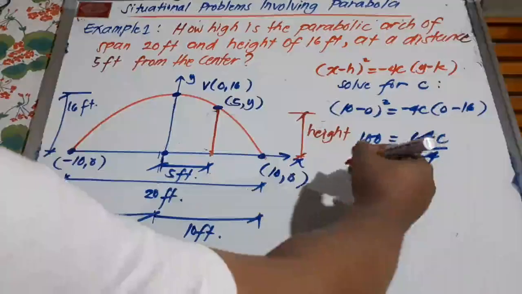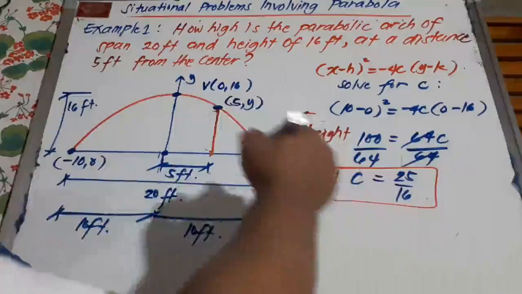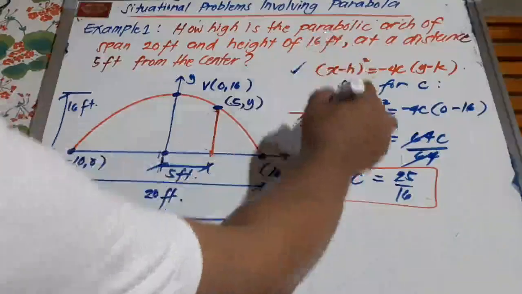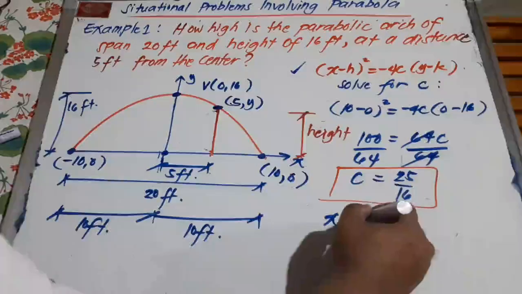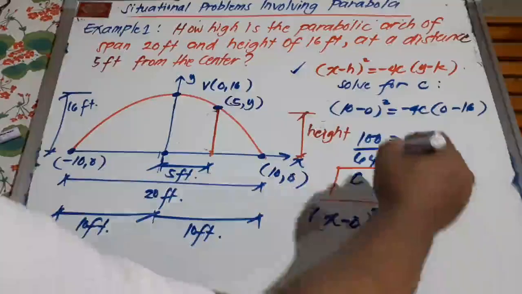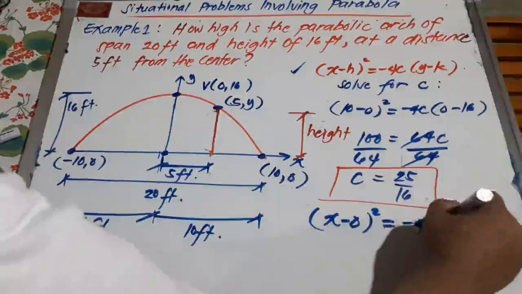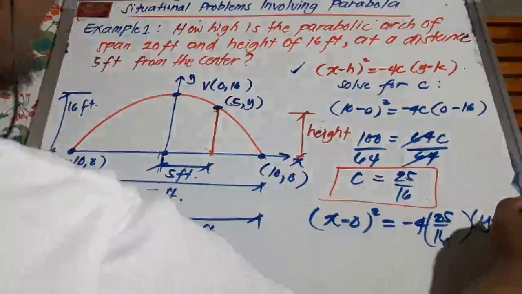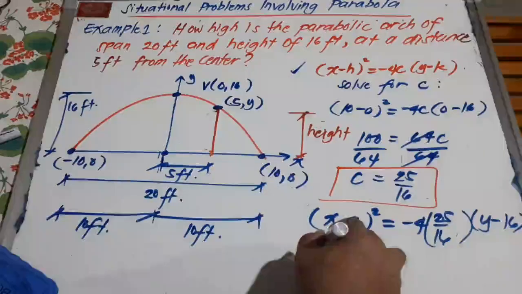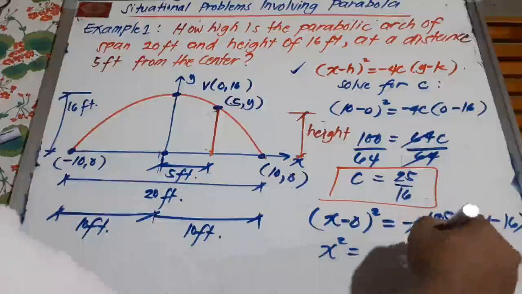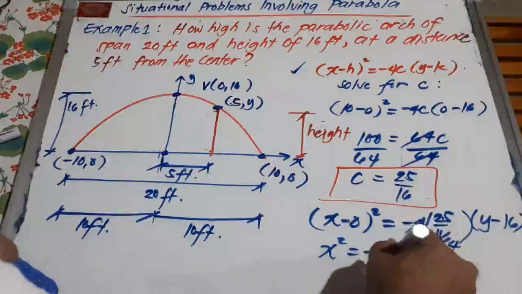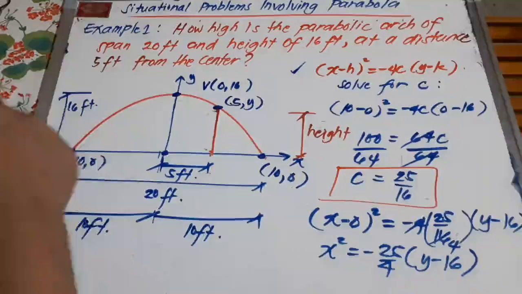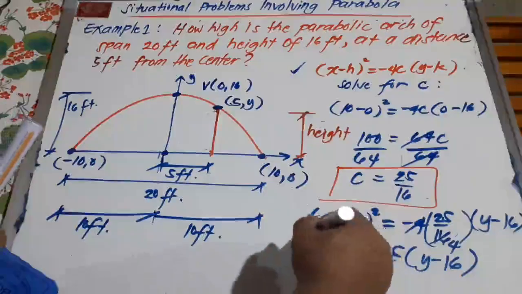Now, we can now determine the equation of this parabolic arch. We have x minus h is 0, negative 4 times c is 25 over 16, then y minus 16. So we have x squared, cancel 4, so we have negative 25 over 4 times (y minus 16). Okay. So this is the equation of our parabolic arch.